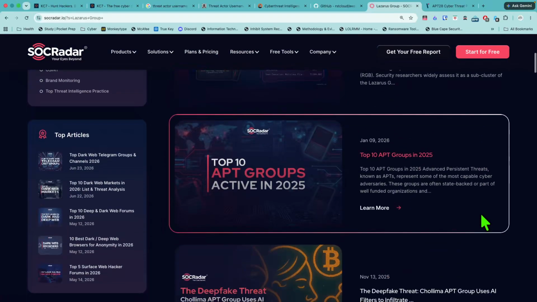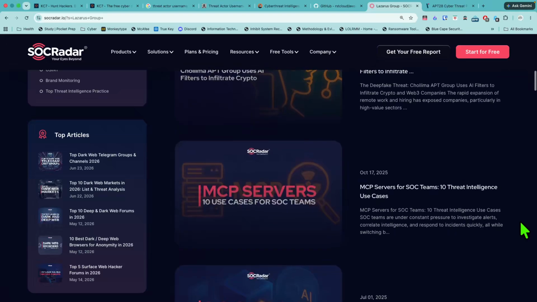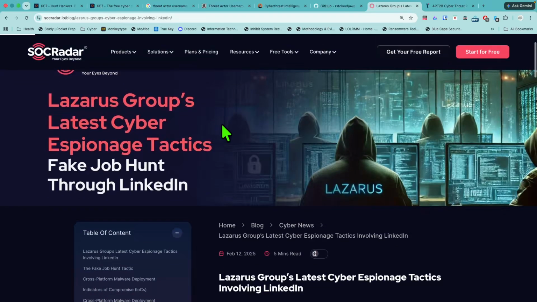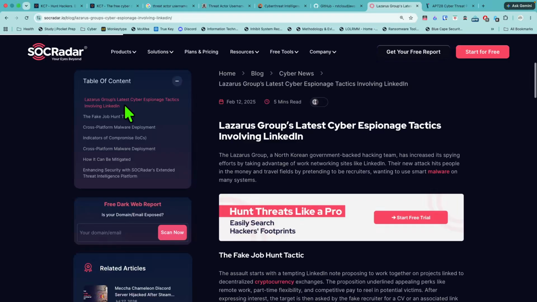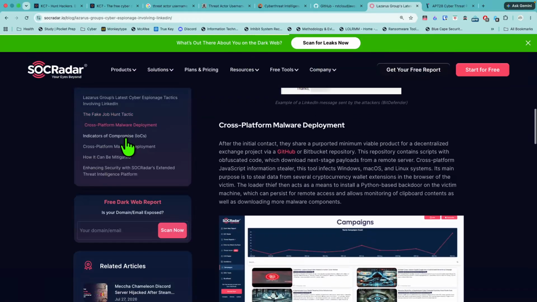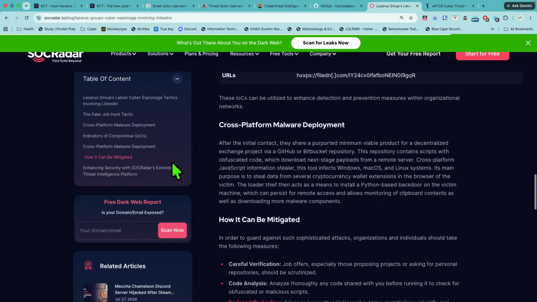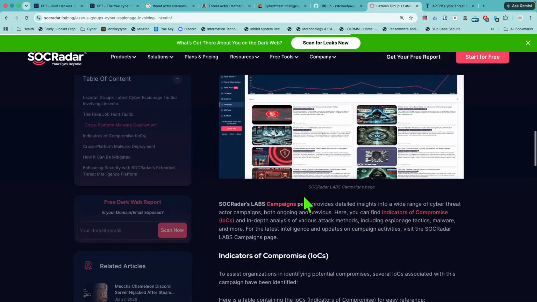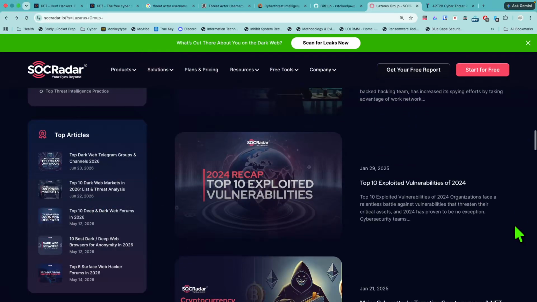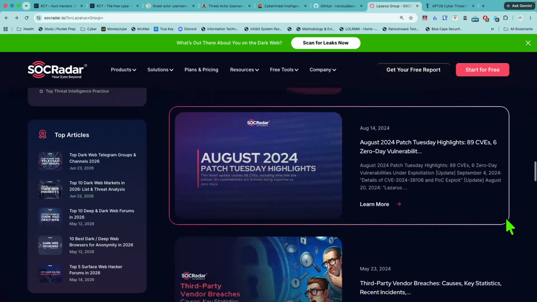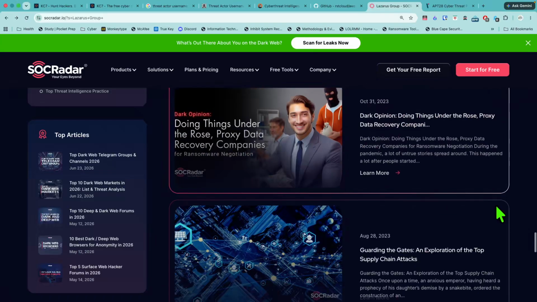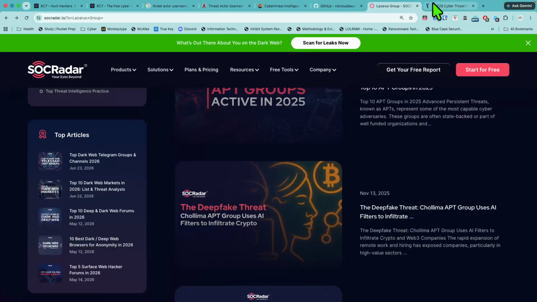Dark web profile, top 10 APT groups in 2025, and much, much more. Here we go. Lazarus Group latest cyber espionage tactics, fake job hunt to LinkedIn. You can learn more about Lazarus Group's latest cyber espionage tactics involving LinkedIn, the tactic, cross-platform deployment, indicators of compromise, how it can be mitigated, and much, much more. So that's one example of how to use this platform to understand Lazarus Group more. And APT 37 and much, much more. Like I said, highly recommend this website. It provides really helpful, beneficial information.